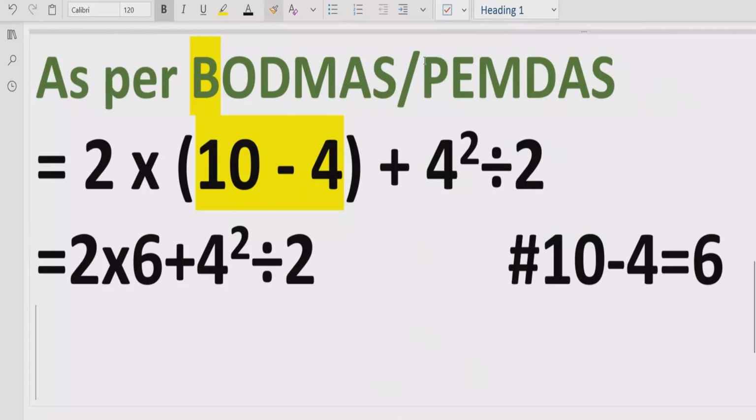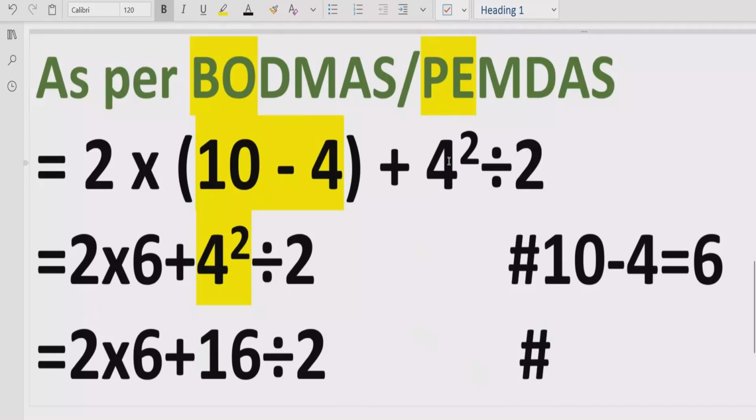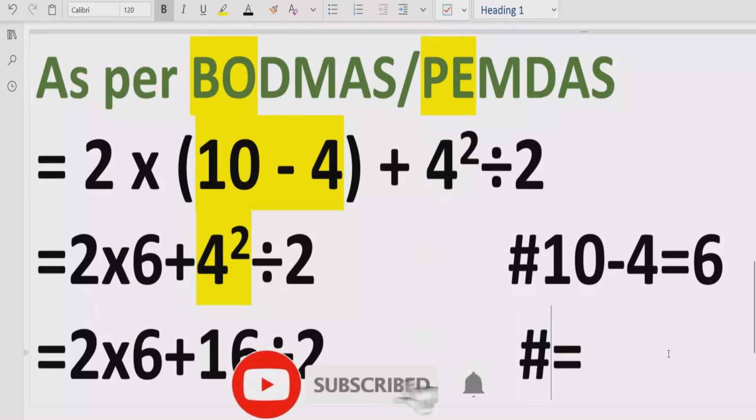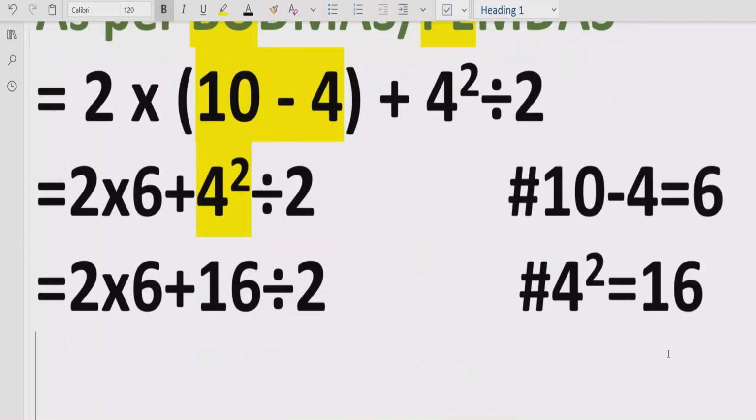Now we have to solve the exponent part, or order of operation. So in our expression we have 4 raised to power 2. So we have to solve this one. We write 2 multiplied by 6 plus 4 raised to power 2, which means 4 multiplied by 4, which is equal to 16, and divided by 2. We will write the rest as it is. And here we have to give the reference: 4 raised to power 2 equals 16. Right?